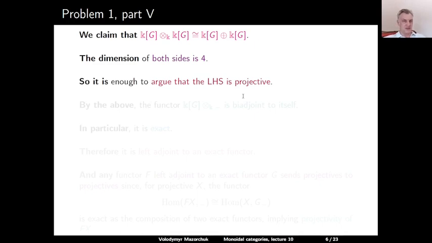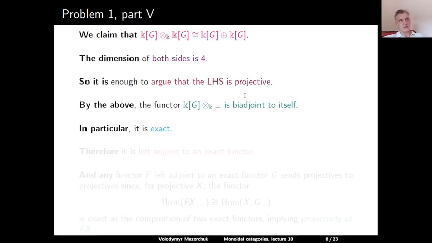So in order to prove this isomorphism, we just need to check that the left-hand side is actually a projective module, because then each projective can be written up to isomorphism uniquely as a direct sum of indecomposable projective modules. And there is only one projective module of dimension 4 in this case. Let us look at the functor of tensoring with the regular G module. We just established that this functor is biadjoint to itself. So in particular, it is exact because it has both left and right adjoint. But this means that it is left adjoint to an exact functor because it's adjoint to itself.